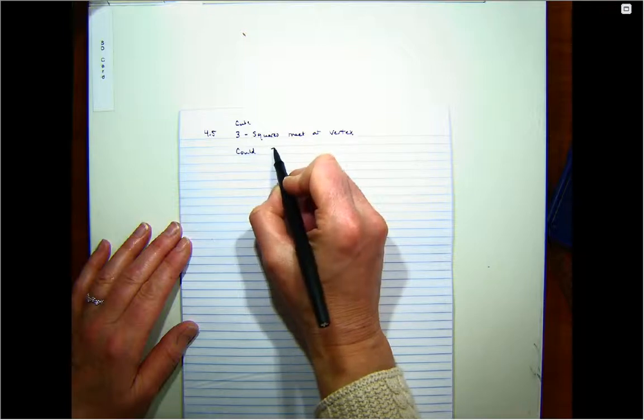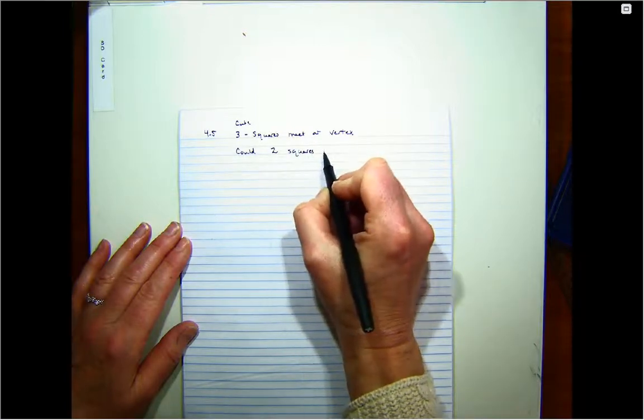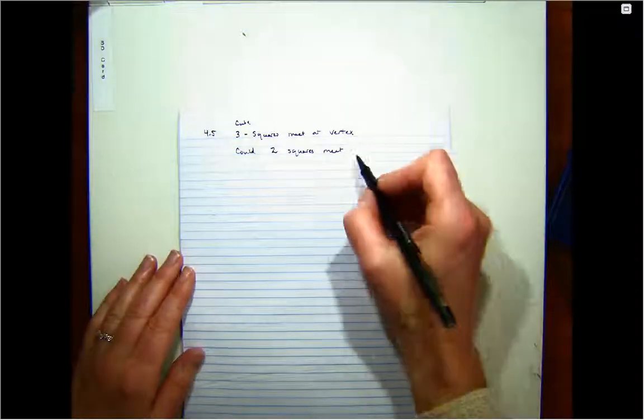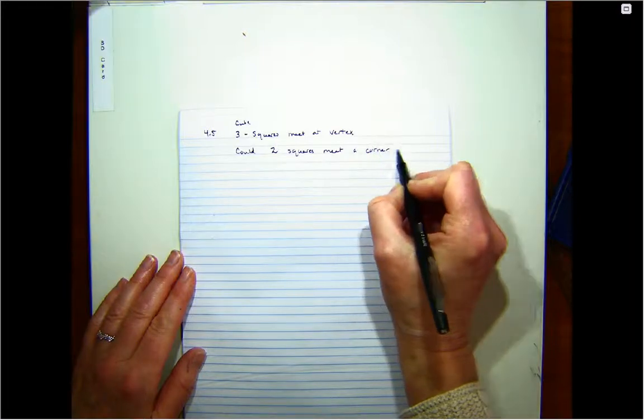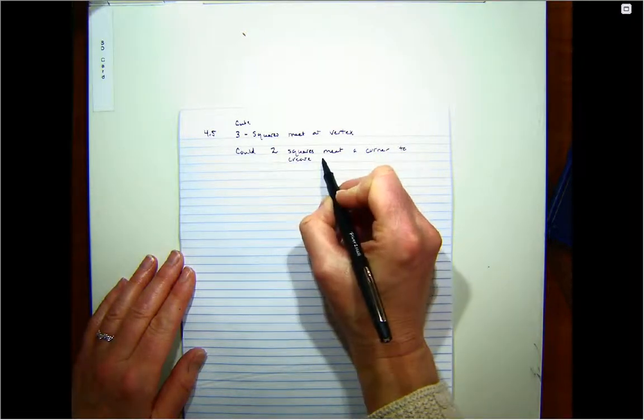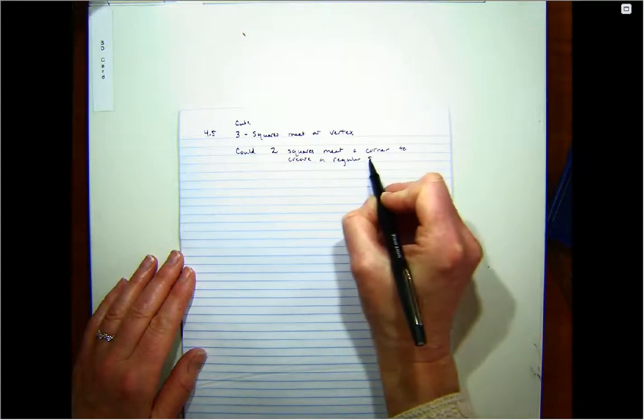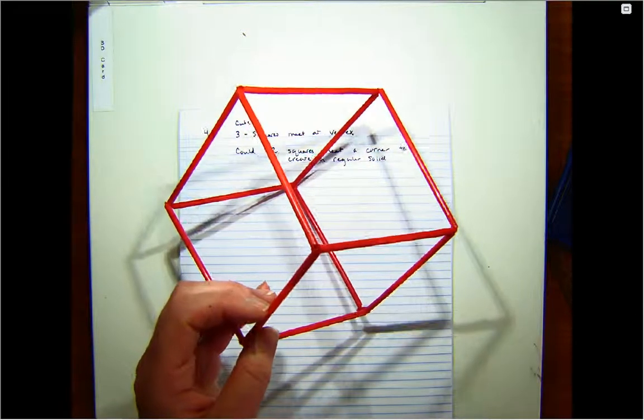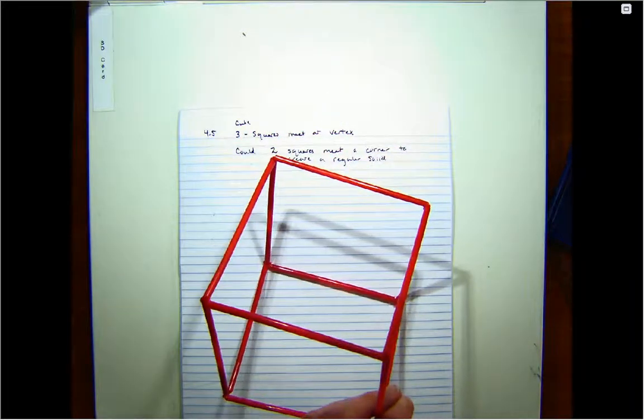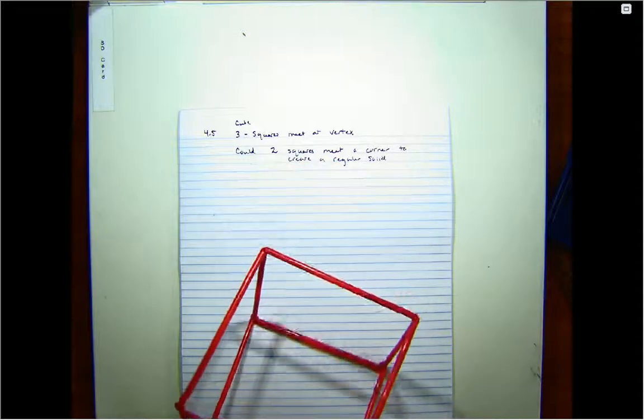Could you make a solid with 2 squares? A regular solid. Regular solids are the same as platonic solids, so I'll use those words interchangeably. Could 2 squares meet at a corner to create a regular solid? So think about what that would look like. If you had not made yours yet, maybe you could think about what that looked like as you were making it. Did anybody come to a conclusion about having 2 squares meeting at a corner instead of 3? Could 2 squares meet at a corner to create a regular solid?